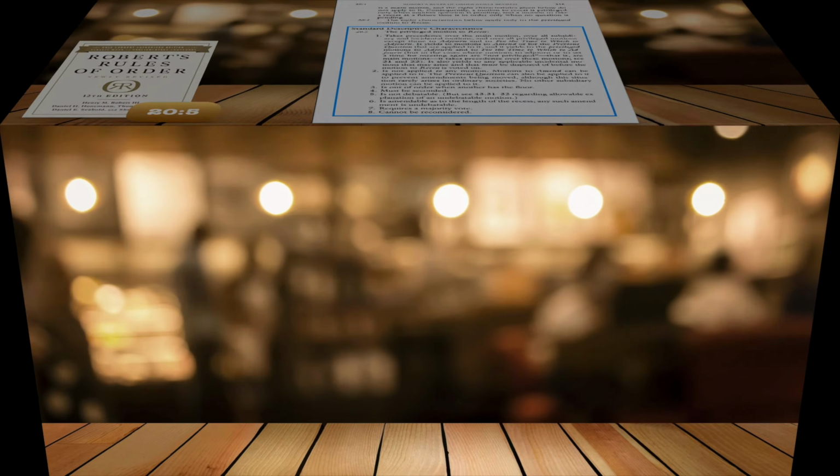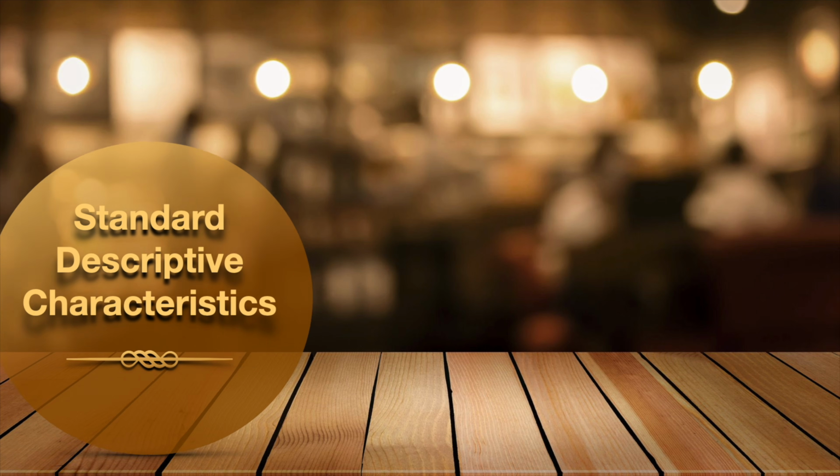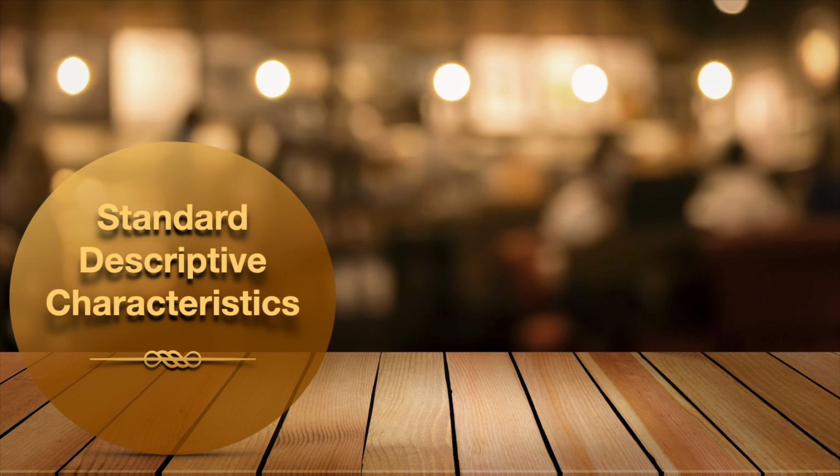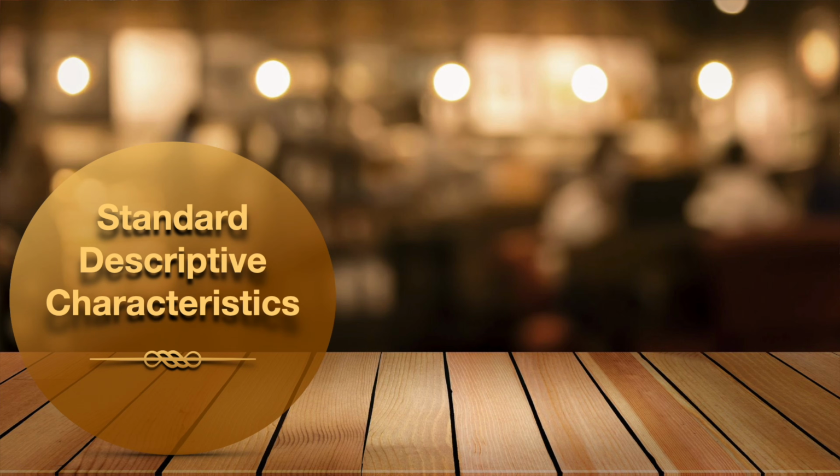And the great thing about the standard descriptive characteristics is that they're standard, meaning that the same 8 categories are listed in the same order for each motion. This is a great resource for anyone, no matter what your level is. Being able to find, understand, and use the standard descriptive characteristics is a huge tool to assist you in all your parliamentary endeavors. So let's look at these 8 categories now.